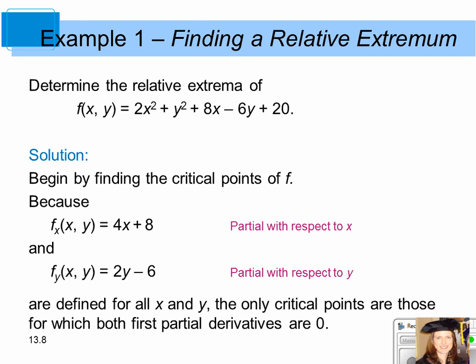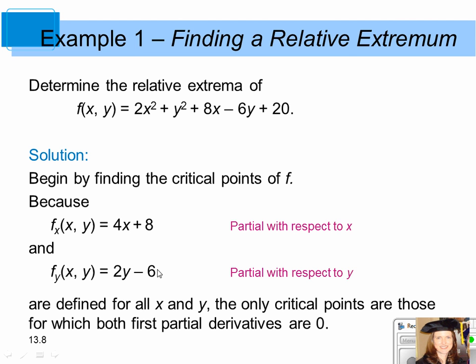If you take the partial derivative with respect to x, you treat x as a variable and everything else as a constant. That derivative is 4x + 8. And the partial derivative with respect to y is equal to 2y - 6. Now we're going to set them both equal to 0. 4x + 8 = 0. Solve that by subtracting 8 and dividing by 4. x is equal to -2.